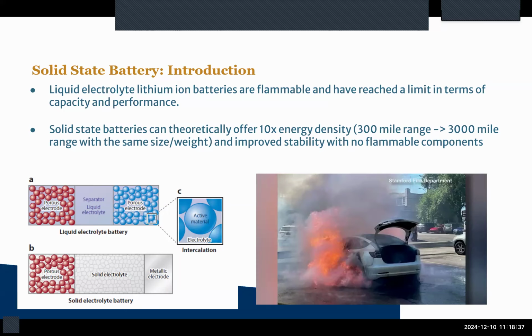And on top of those benefits, there's the incredible benefit of the most promising materials offering upwards of 10 times the energy density of modern state-of-the-art liquid electrolyte batteries. So let's say you have a car with a 300-mile range. Instead of driving up the coast of California, you can now drive across the country on one charge. And on top of all of this, you have improved stability with no flammable components.